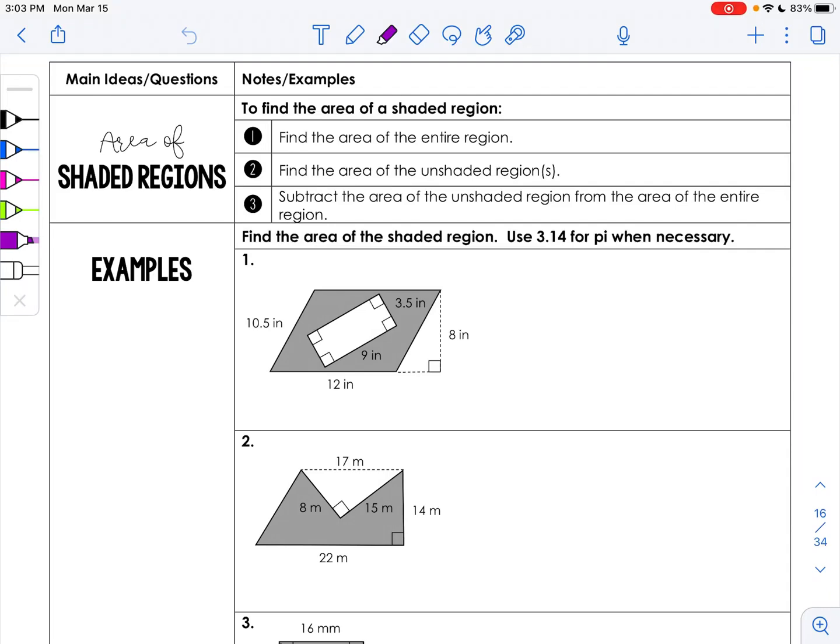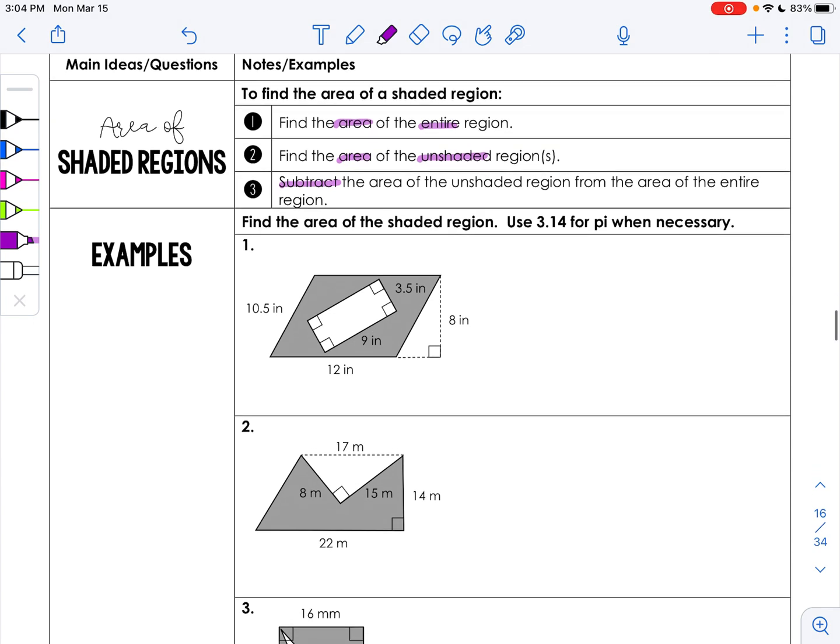In this lesson, we're going to continue looking at area. We're going to be finding area of shaded regions. To find the area of a shaded region, you follow 3 simple steps. First, you find the area of the entire region. Then, find the area of the unshaded part. Once you have those 2 areas, you're going to subtract the area of the unshaded from the entire region.